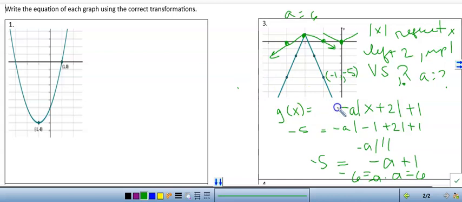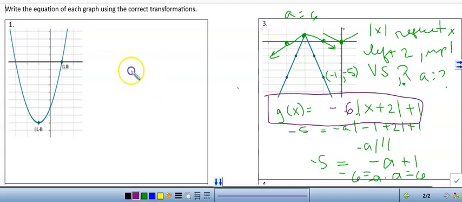And so if I put all this back together, I'm going to replace that A that I had here with the value that we just calculated. And so now this is the full equation that I would have for number 3. Okay, I'm going to go ahead and come over here to number 1, and I'm going to do the same type of thing.